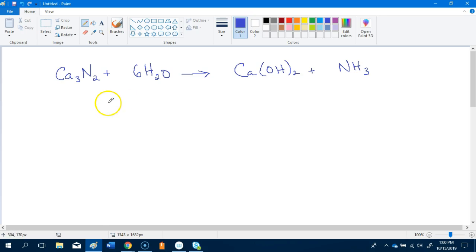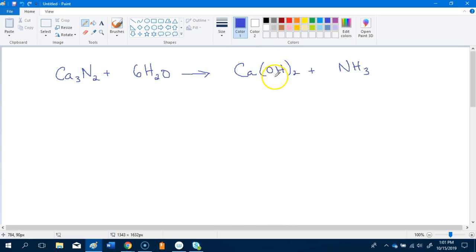For this question, we are balancing this reaction. Calcium nitride combines with water to create calcium hydroxide, which is a compound containing a polyatomic ion, and NH3 is created. When we're balancing, one of the techniques is to keep together compounds that have polyatomic ions.